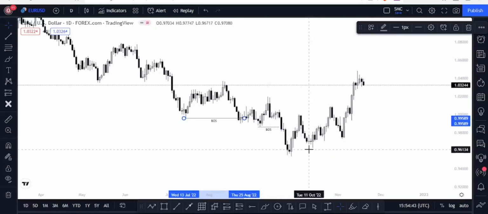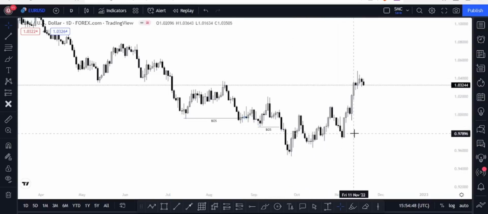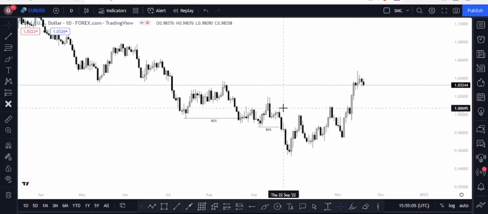Now as you know, the reason why the market moves the way it moves is simply because of liquidity, and liquidity lies above every high and below every low. I want you to understand that. And therefore, when we look at this point, there is liquidity lying above this point. I want you to know that.